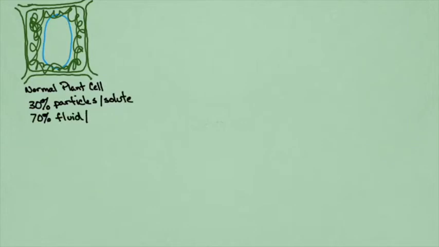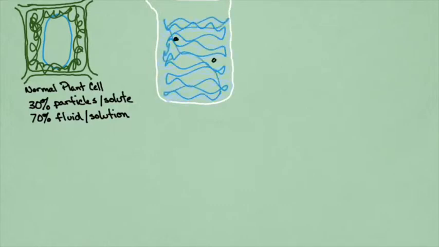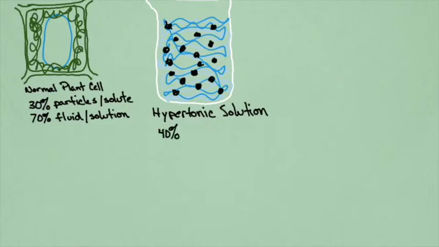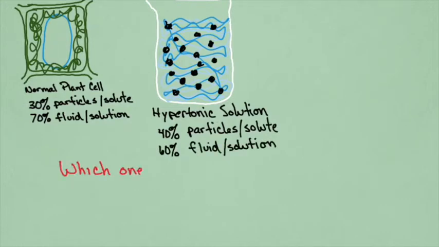So now let's see what happens when you take the same normal plant cell, 30% particles inside of it or solute, same thing, and therefore 70% fluid or solution. And we're going to place that plant cell into a beaker that has lots of particles in it. It's hypertonic. Okay, it has 40% particles or solute, and therefore it has 60% fluid or solution. So, again, we look to see which one has more fluid. Okay, because as we know, fluid flows downhill.